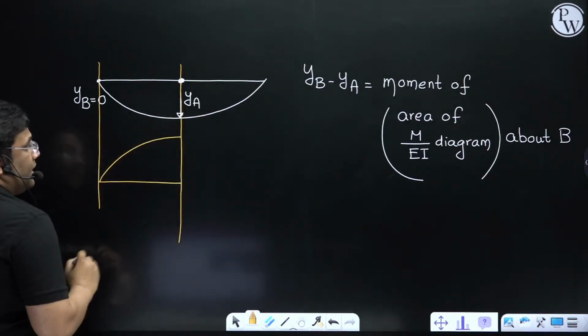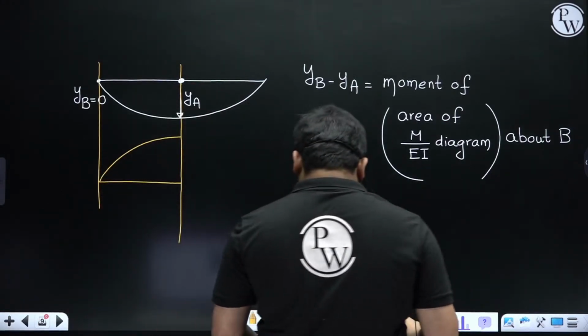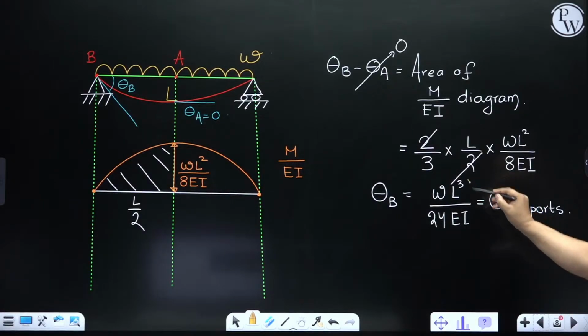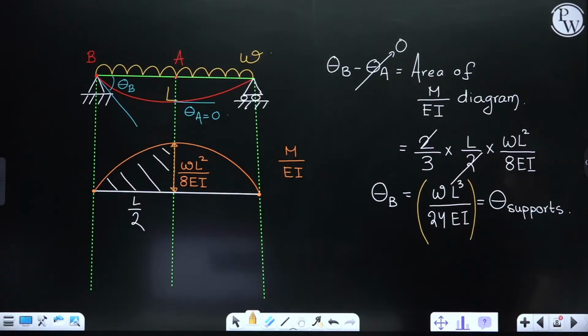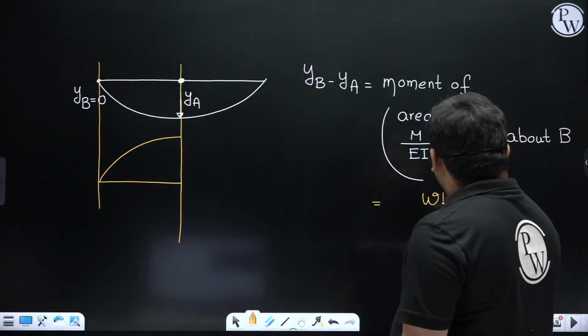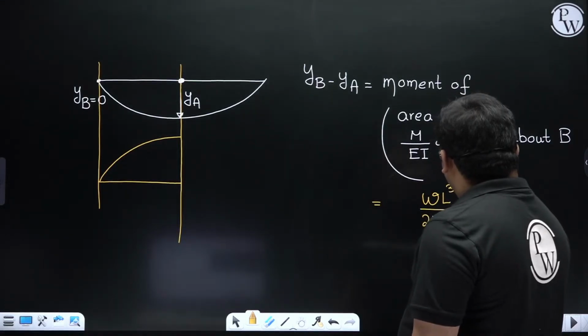Nice. Okay. Now, area we have already got, right? What was the area? You see, area we have already got here. This is WL cube by 24 EI. Yes, so area I have already got: WL cube by 24 EI.